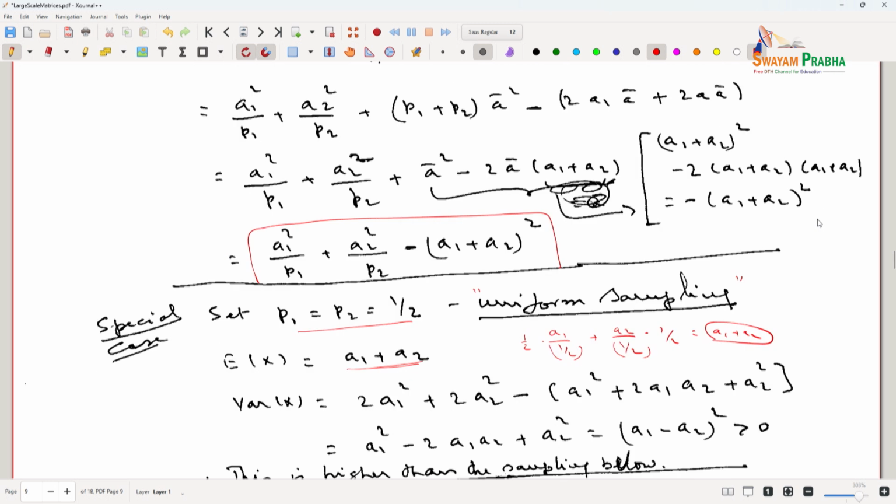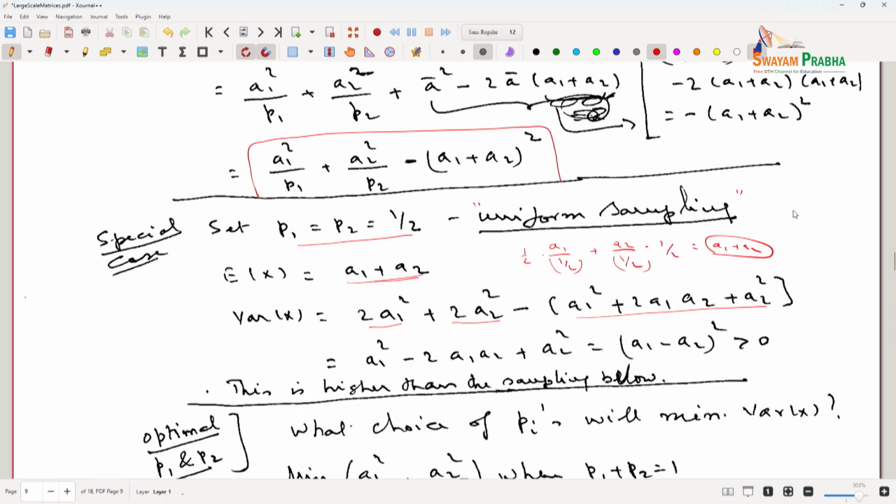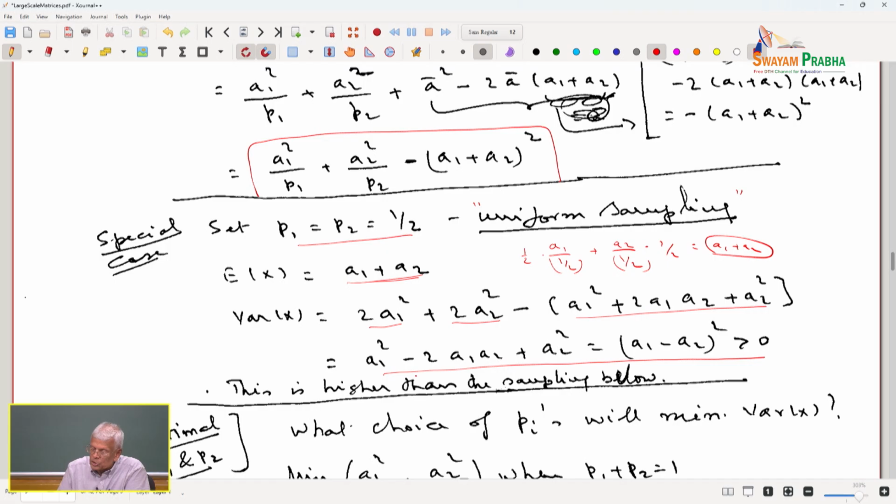When you do uniform distribution, this is 2 A1 square plus 2 A2 square minus A1 plus A2 whole square, and that is equal to A1 minus A2 whole square in the special case. So, the variance is always greater than 0 so long as A1 is not equal to A2. So, under the uniform sampling, the variance value is essentially A1 minus A2 whole square.